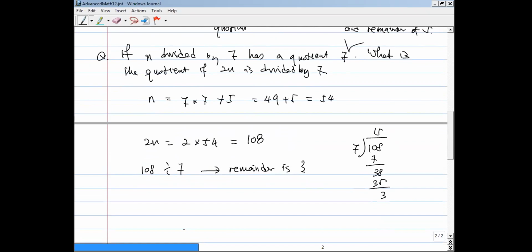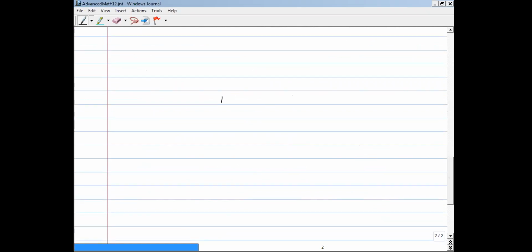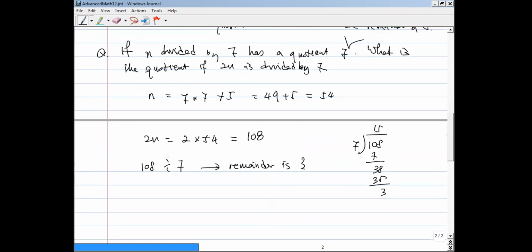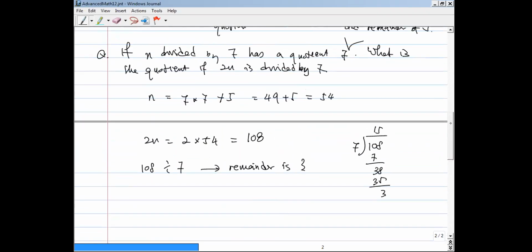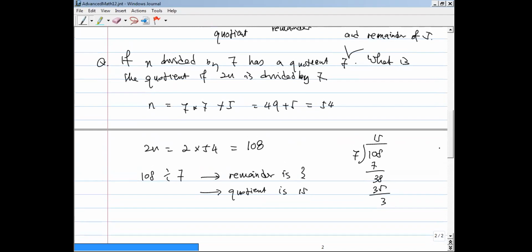But we can do that without writing out the details. Yeah, the remainder is 7, and then the quotient is 15. Yeah, there you have to use the details. I don't have any other methods. So let's look at the next one.